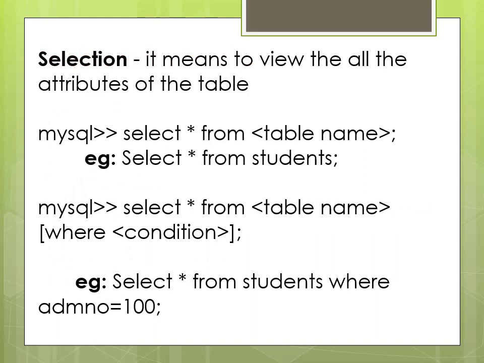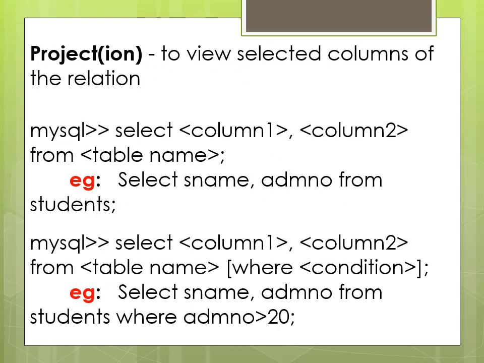Selection means to view all the columns or all the attributes of the table. An example is given: select asterisk from the table name, select asterisk from students, select asterisk from table name where condition. The selection process may or may not have the where condition clause. The where will help you in identifying a particular type of condition, and based on the condition you can view the rows. Projection means to view a certain column from the table.